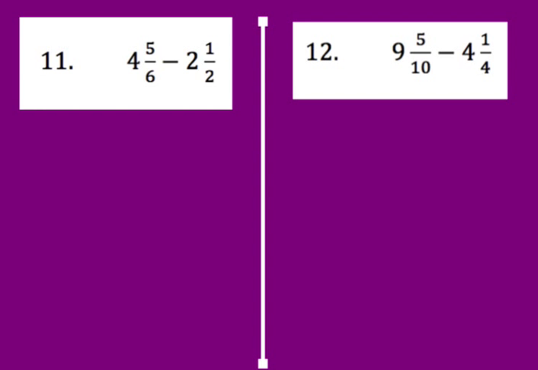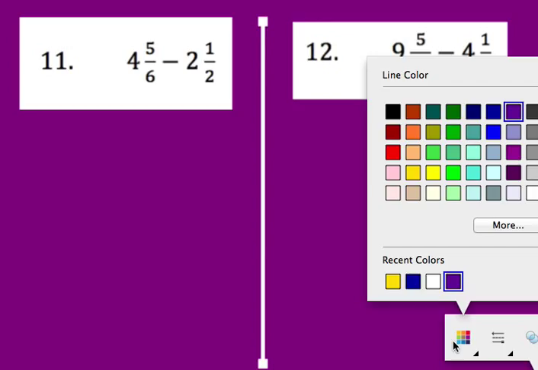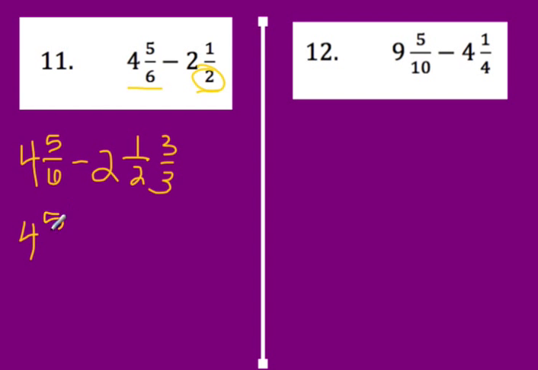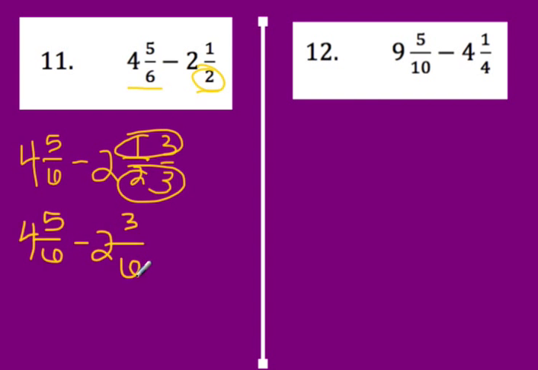Let's take a look at number 11. Okay, so again, we're just focusing on that fraction to start off with. So what's the smallest number that 6 and 2 both multiply to? Well, that's going to be 6. So we have 4 5/6 minus 2, and then we have 1/2. So what do I need to multiply 2 by to get to 6? I need to multiply it by 3. Okay, so I have 4 and 5/6 minus 2, and then 1 times 3 is 3. 2 times 3 is 6.